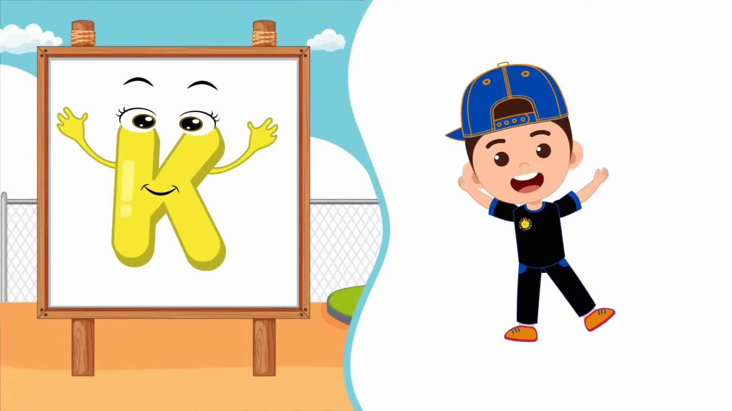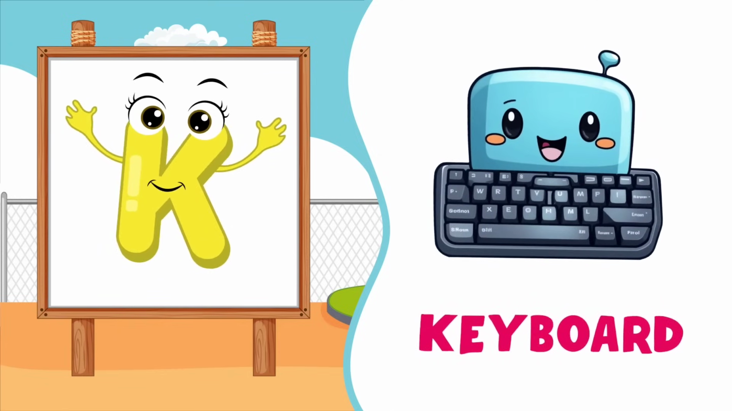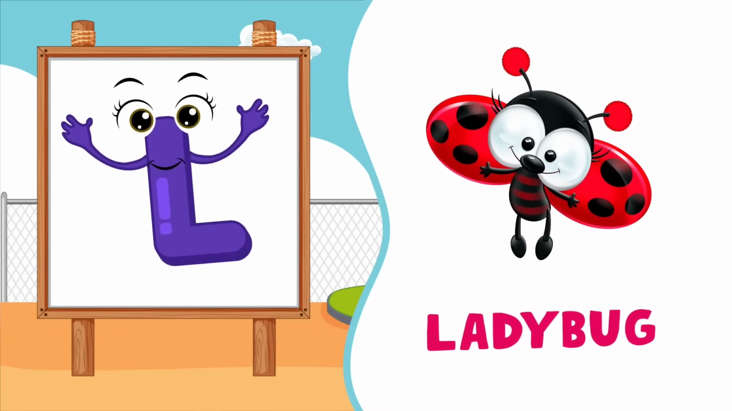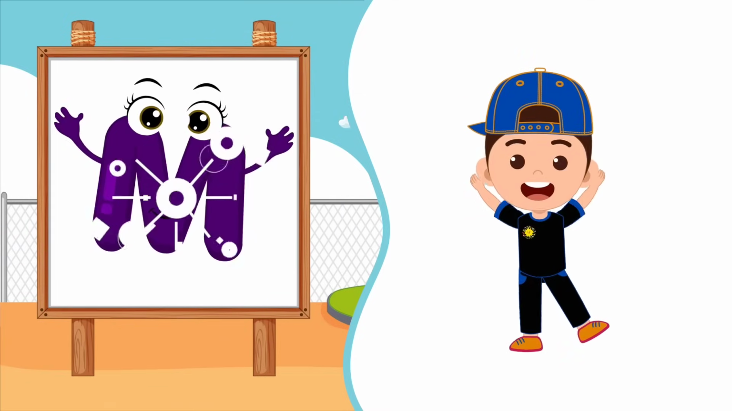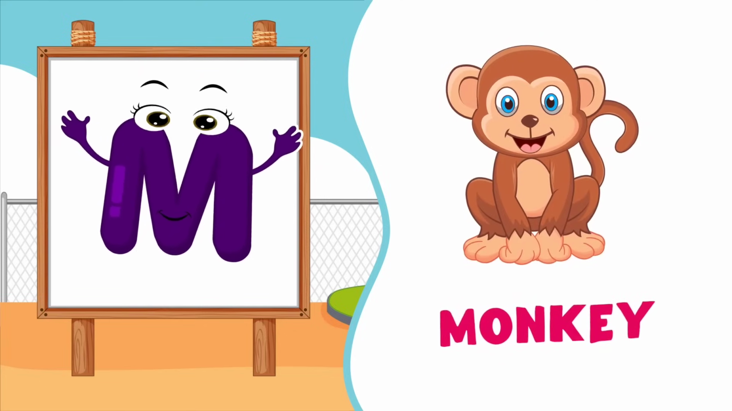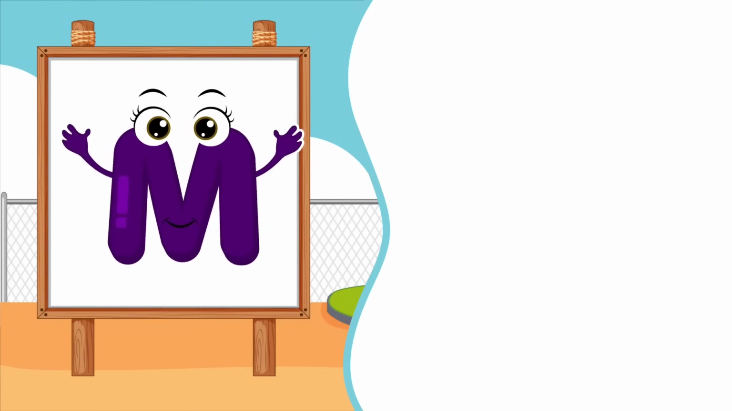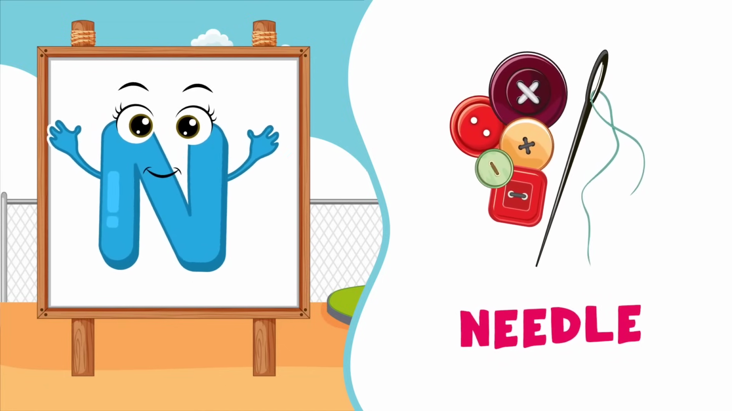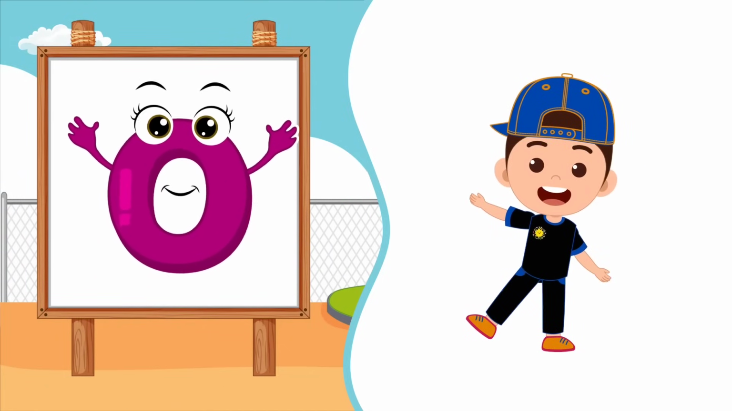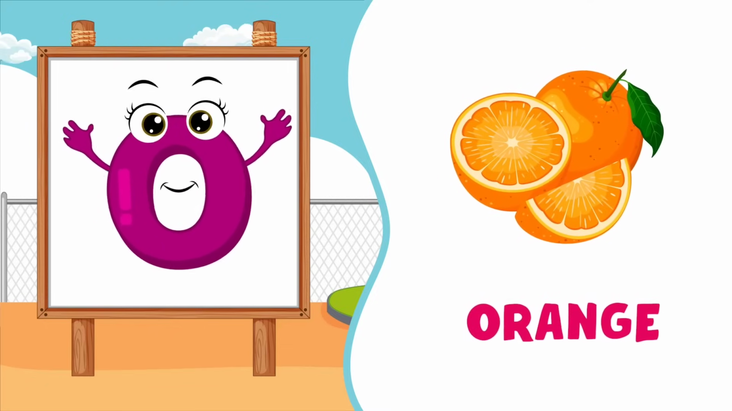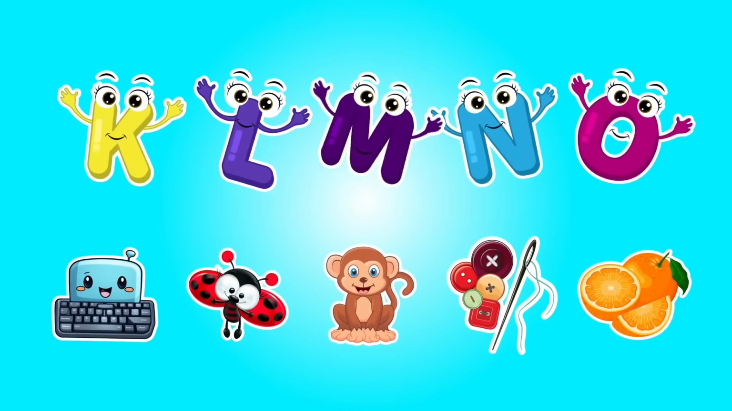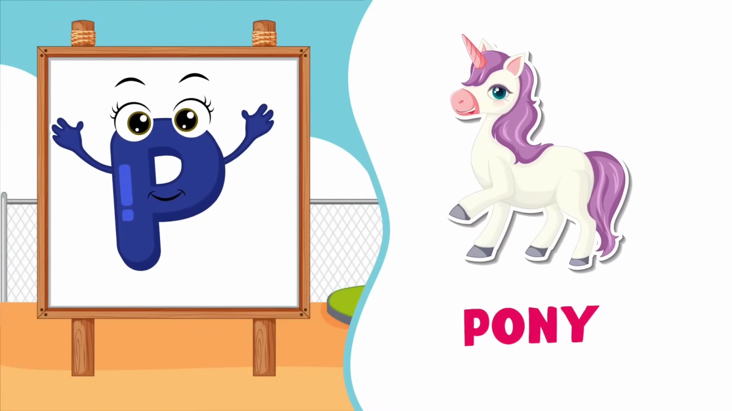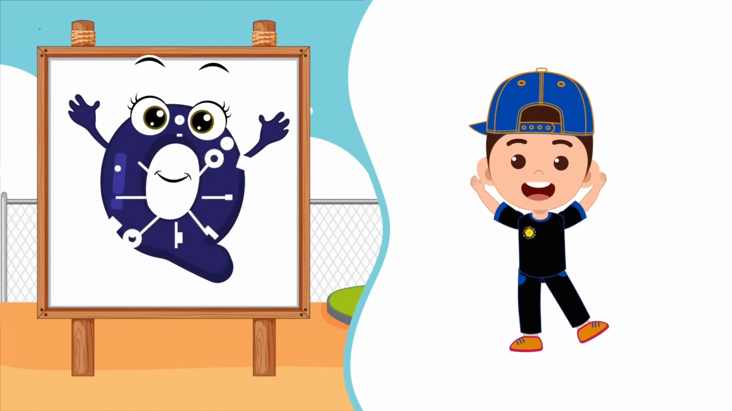K is for keyboard, k, k, keyboard. L is for ladybug, ooh, ooh, ladybug. M is for monkey, ooh, ooh, monkey. N is for needle, mm, mm, needle. O is for orange, orange, O, orange. P is for pony, p, pony. Q is for queen.